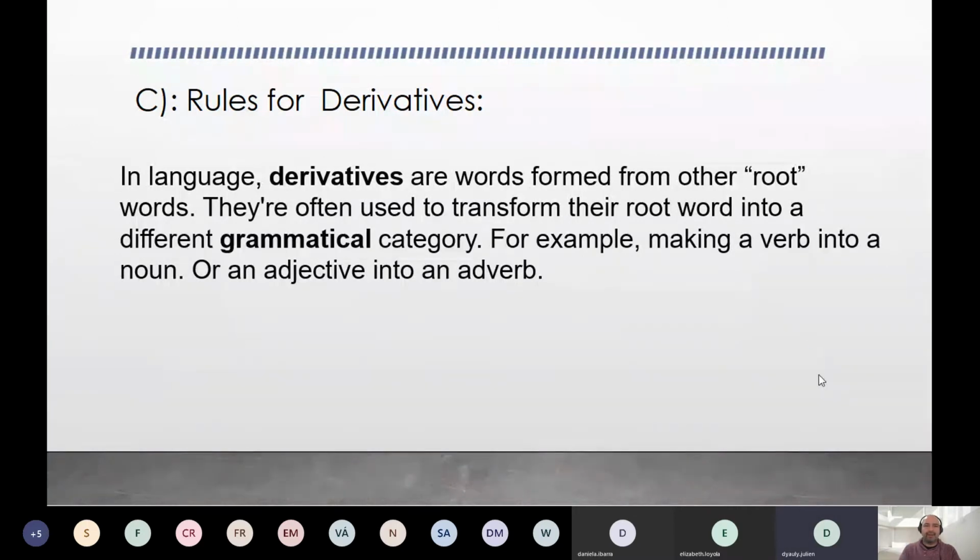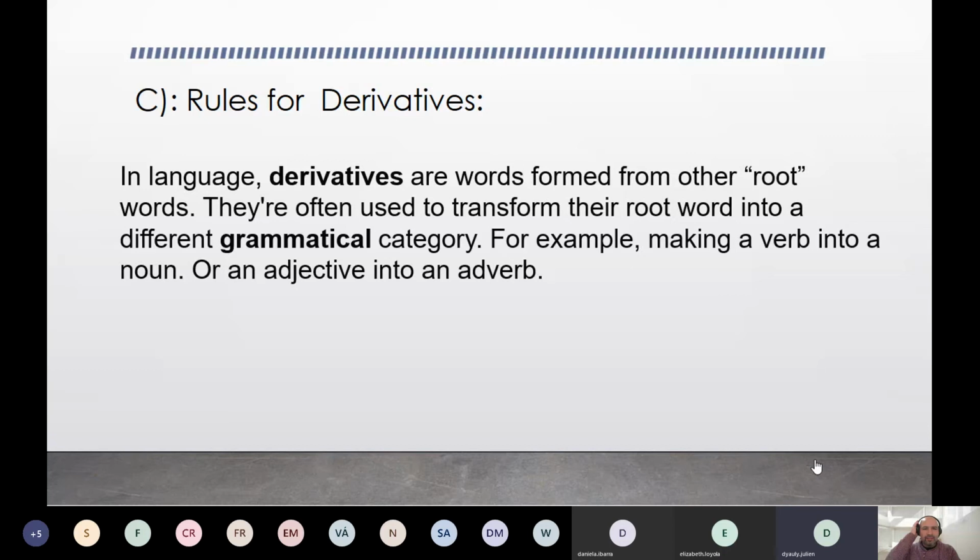Rules for derivative. In language, derivatives are words formed from other root words. They are often used to transform the root words into a different grammatical category. For example, making a verb into a noun, or an adjective into an adverb.